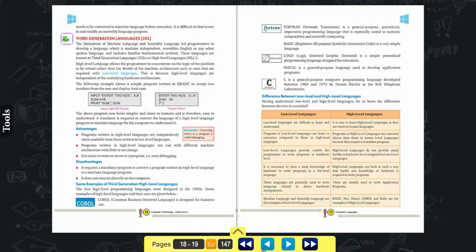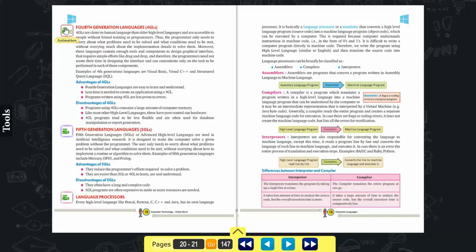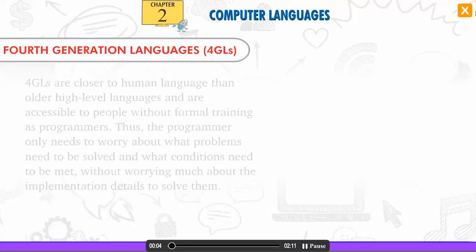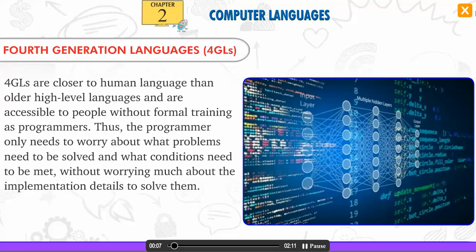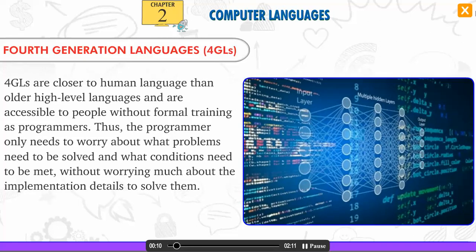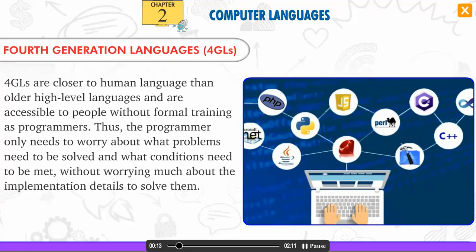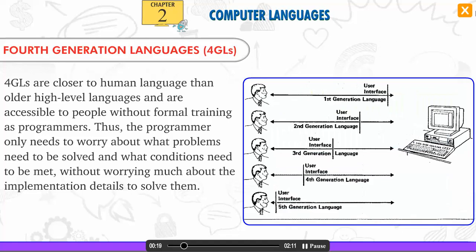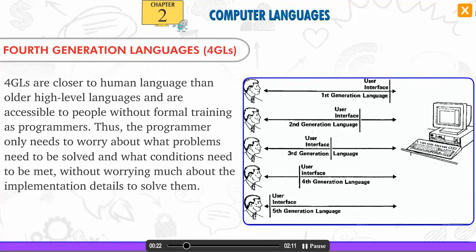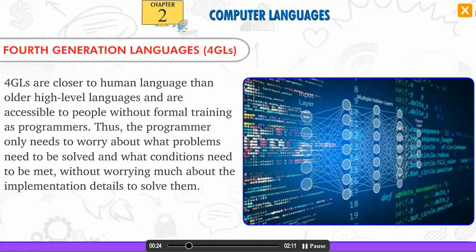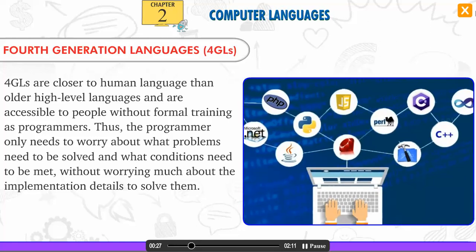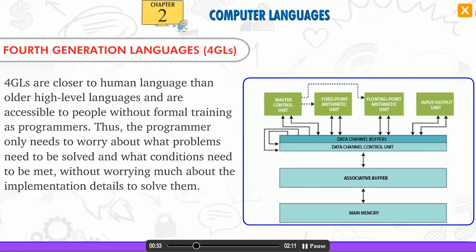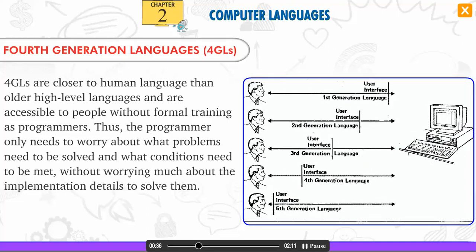Fourth generation languages, 4GLs. 4GLs are closer to human language than older high-level languages and are accessible to people without formal training as programmers. Thus, the programmer only needs to worry about what problems need to be solved and what conditions need to be met, without worrying much about the implementation details to solve them.